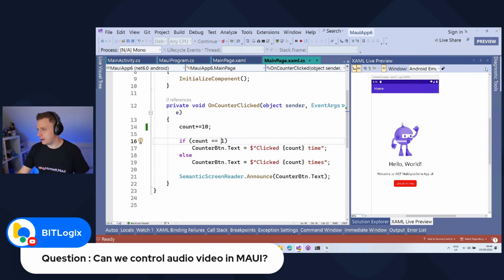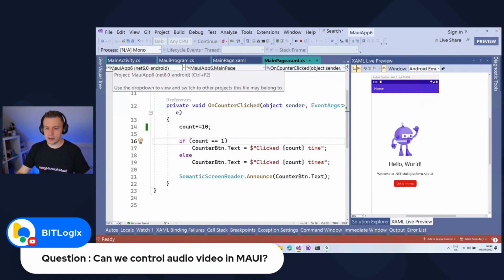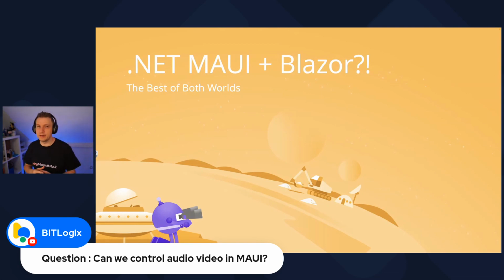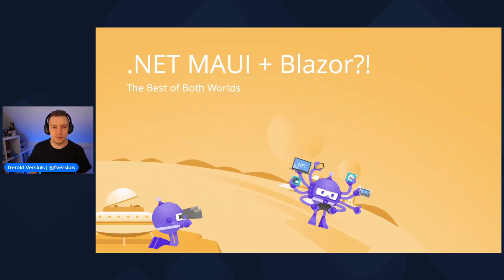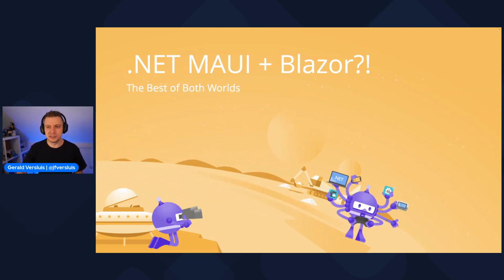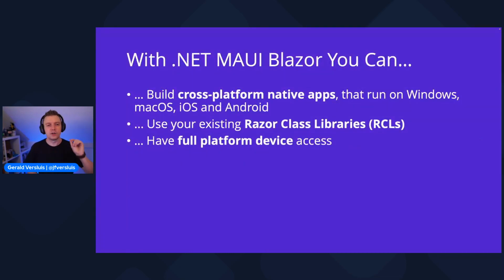All right, so was that all of my demo? I think so. Let's quickly hop back into a couple of slides because I want to touch upon .NET MAUI and the Blazor thing that I've been mentioning, which is the best of both worlds. Here's a little PowerPoint animation that cost a lot of time to make, so we're going to watch it finish first. With .NET MAUI Blazor, you can build cross-platform native apps that run on Windows, macOS, iOS, and Android, all the platforms I mentioned for .NET MAUI, which is not a coincidence. You can use your existing Razor class libraries, and you can have full platform device access.